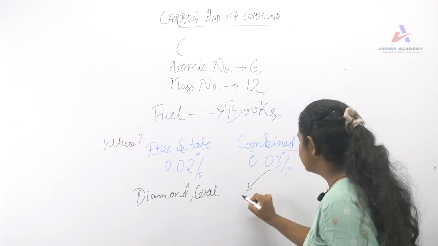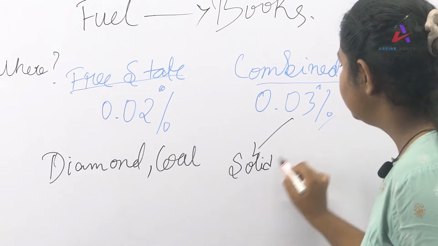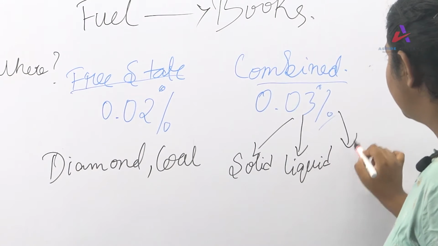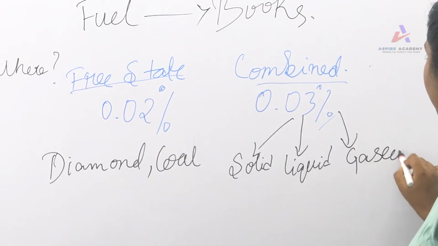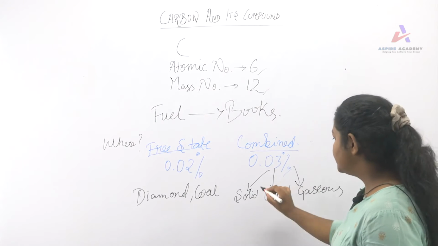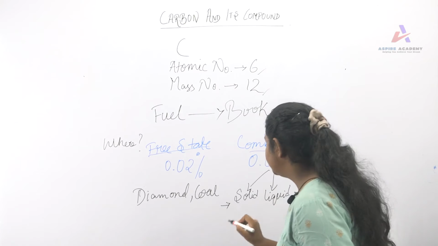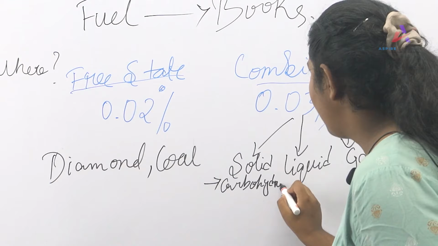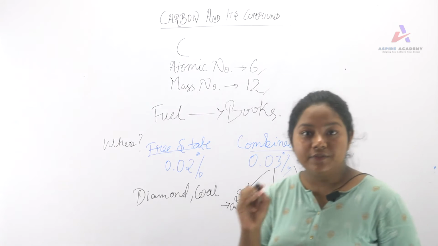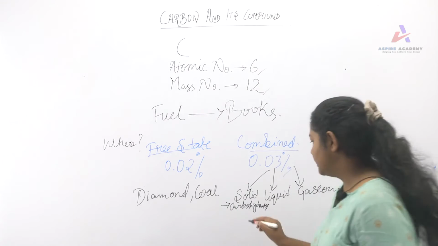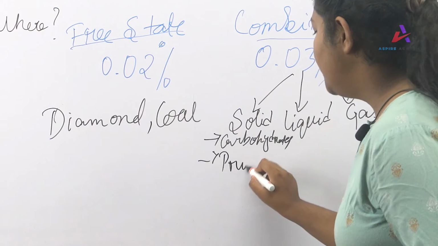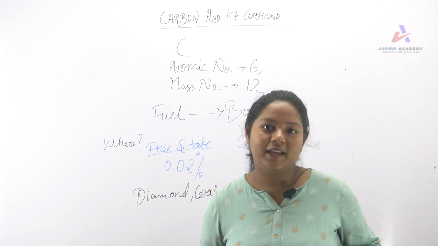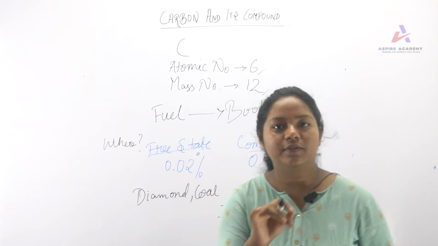Solid, liquid and gaseous. In solid state we find it in carbohydrates. In our body we have carbohydrates; the glucose that we use is also made up of carbon. We have proteins, a huge bulk of which is found in our body, through which I am working now. I am standing here talking with you, and that is also because of carbon.